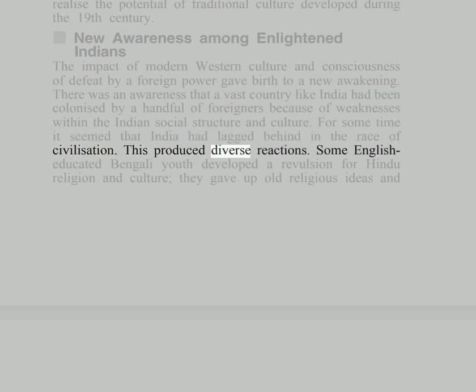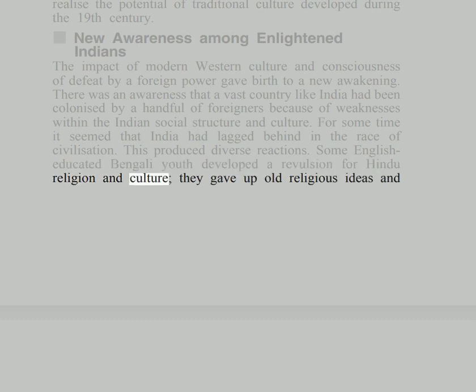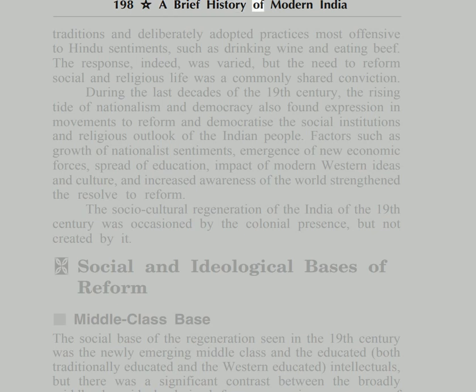This produced diverse reactions. Some English-educated Bengali youth developed a revulsion for Hindu religion and culture. They gave up old religious ideas and traditions and deliberately adopted practices most offensive to Hindu sentiments, such as drinking wine and eating beef. The response, indeed, was varied, but the need to reform social and religious life was a commonly shared conviction.